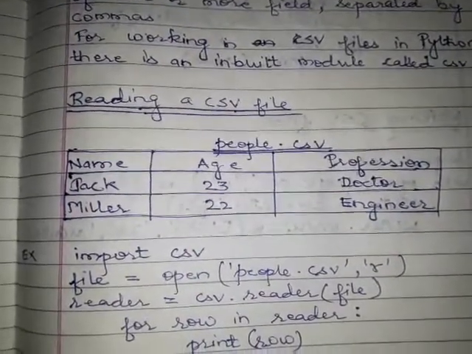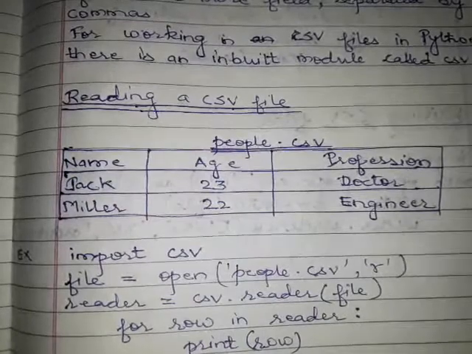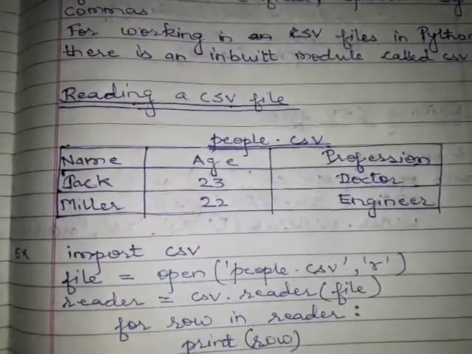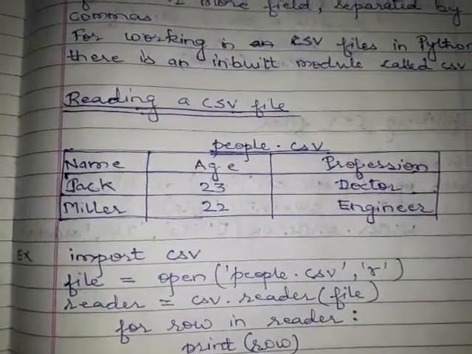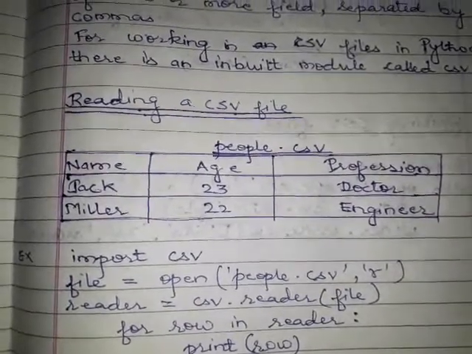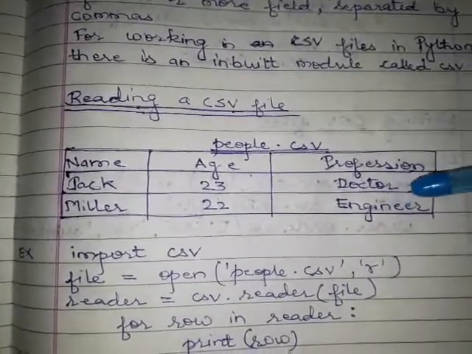When you click on the drop down arrow, the option CSV comma delimited is there. You can select the option and then click on save. This is the way to make the CSV file.